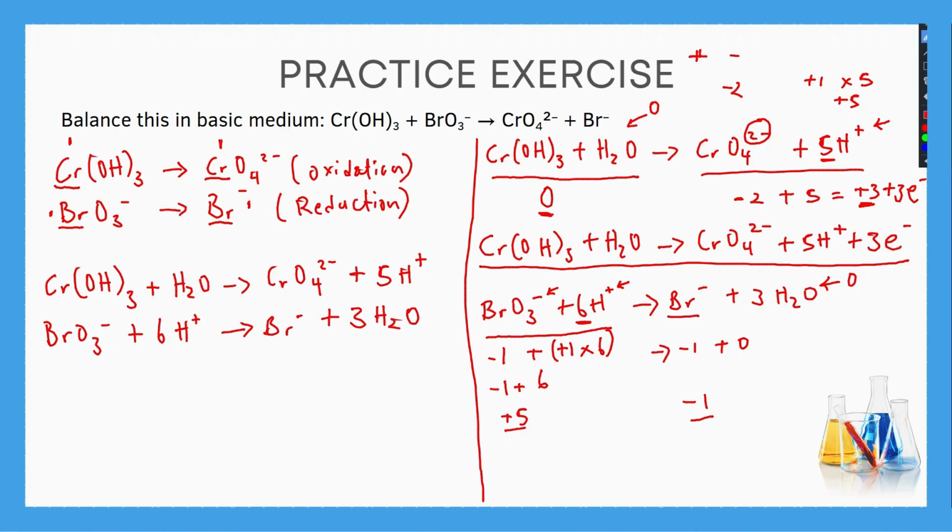So we need to add the number of electrons to this +5 that will make it equal to this -1. So the number of electrons we need to add now becomes 6 electrons to make it equal to this.